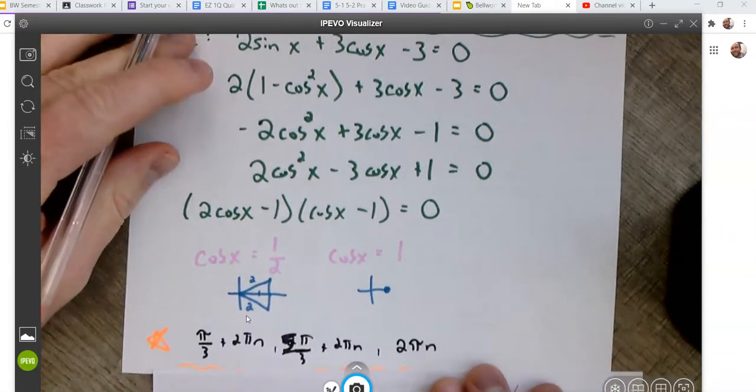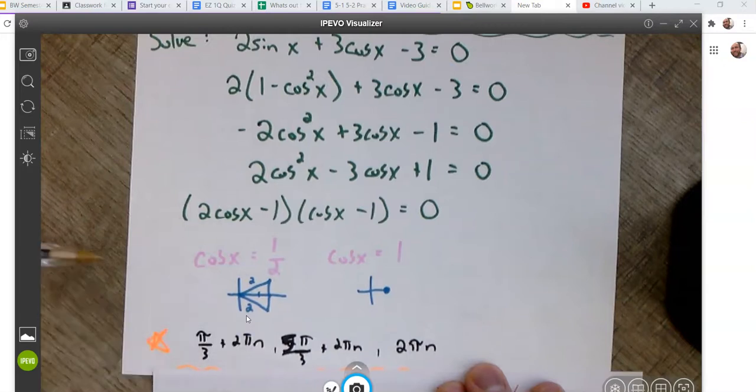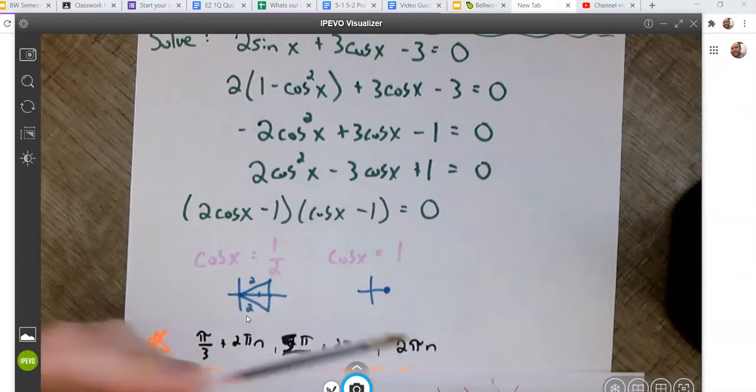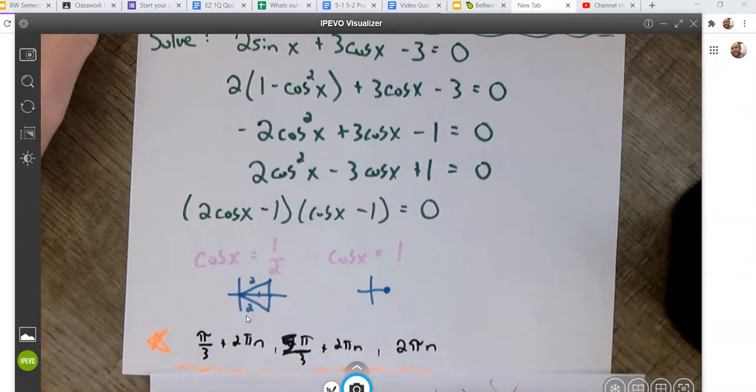I'm going to write the first one, pi over 3 plus 2 pi n. Apparently I messed it up the first time. I'm glad I fixed it. 5 pi over 3 plus 2 pi n. Around the circle over and over and over. And then the other one would just be 0 plus 2 pi n, because that's 0 radians. But 0 plus 2 pi n is just 2 pi n. Okay, we listed them all. That's our general solution. That's what we're looking for.